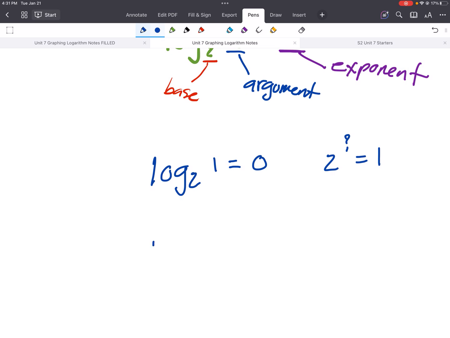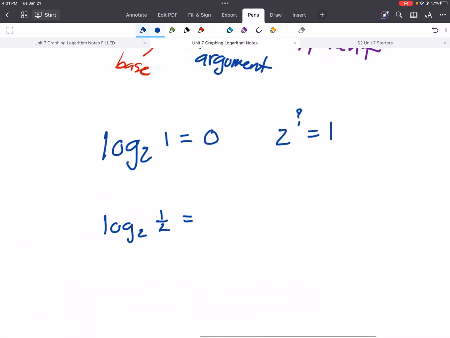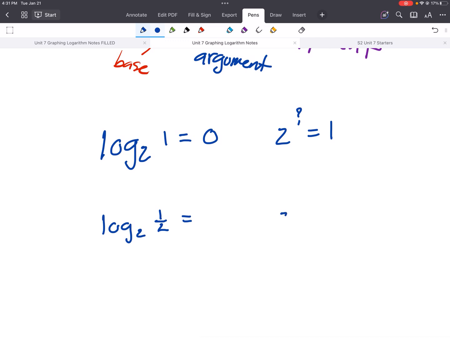Let's try the last one. Log base 2 of 1/2 is equal to what? Wait, did I do that backwards? No, I did that right. Okay, good. Again, this is saying 2 to what power is equal to 1/2? And that would have to be -1. 2 to the -1 is 1/2.